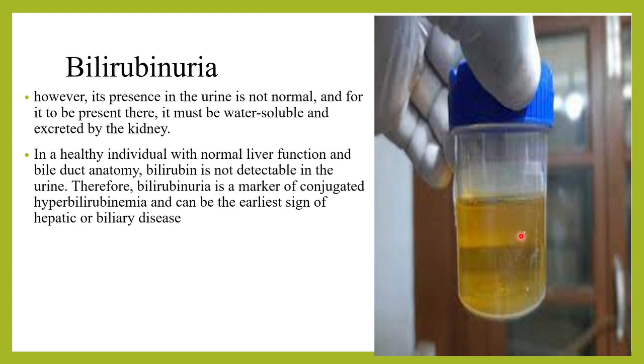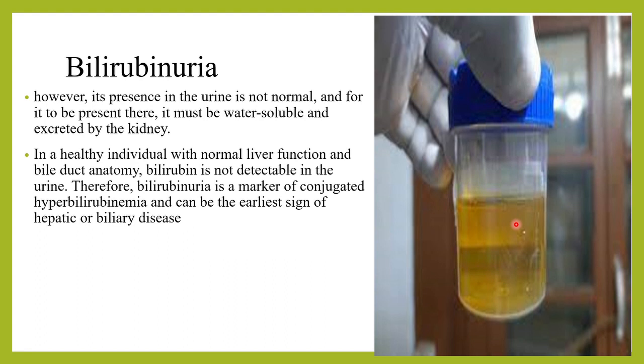Whenever there is bilirubin in the urine, and this bilirubin has to be conjugated bilirubin. If it is unconjugated, it will not be in the urine, because unconjugated bilirubin is not water soluble. So if the bilirubin has to come in the urine, it has to be water soluble. So that is why this will be conjugated hyperbilirubinemia. In a healthy individual, we will not see bilirubin in the urine.